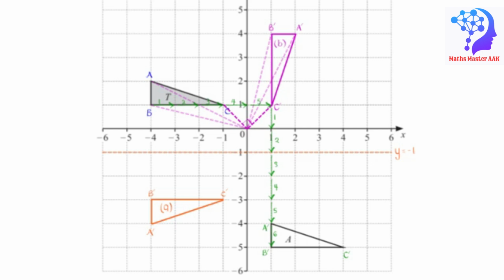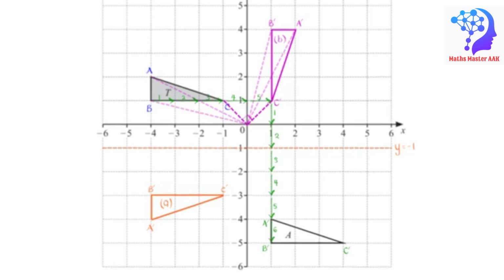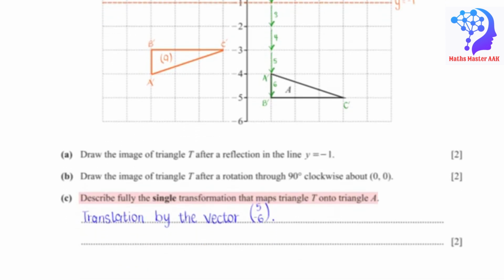So now we need to find the translation vector, and from the illustration on the diagram, this vector is (5, -6). And so, the full description for this transformation will be translation by the vector (5, -6).